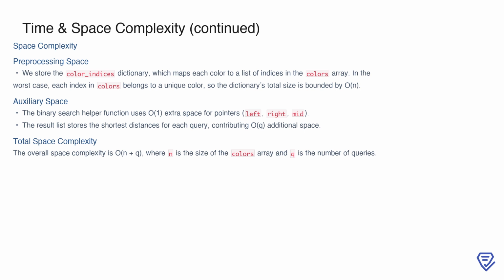Additionally, the binary search helper function only requires a constant amount of extra space for pointers like left, right, and mid, which means it uses O(1) auxiliary space. The result list, which stores the shortest distances for all q queries, contributes an additional O(q) space. Combining these factors, the total space complexity of the solution is O(n + q). This balance ensures that the optimized solution remains memory efficient while handling large inputs.